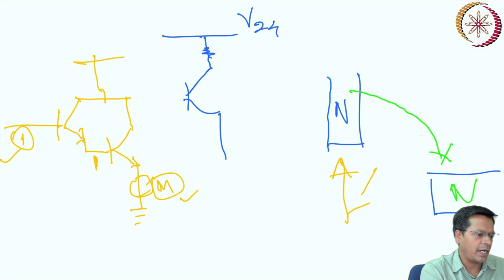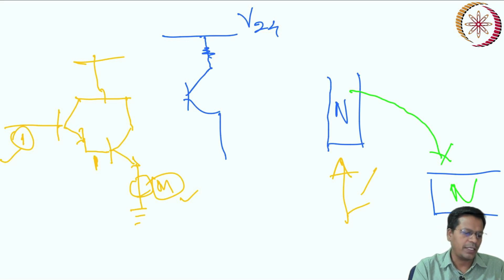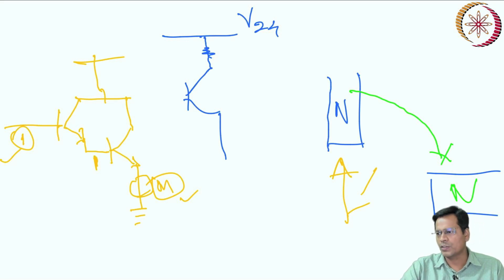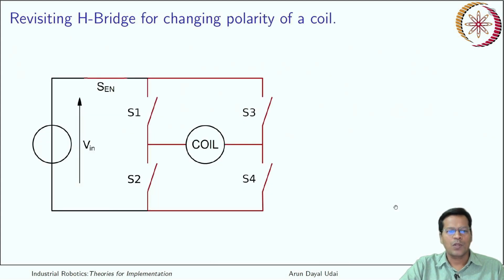So ultimately, this can control a high amount of current as compared to a standard small transistor set. So that is the reason this is used. Okay, so this is how a simple unipolar transistor stepper motor is run. Now let us see what a bipolar stepper motor is.